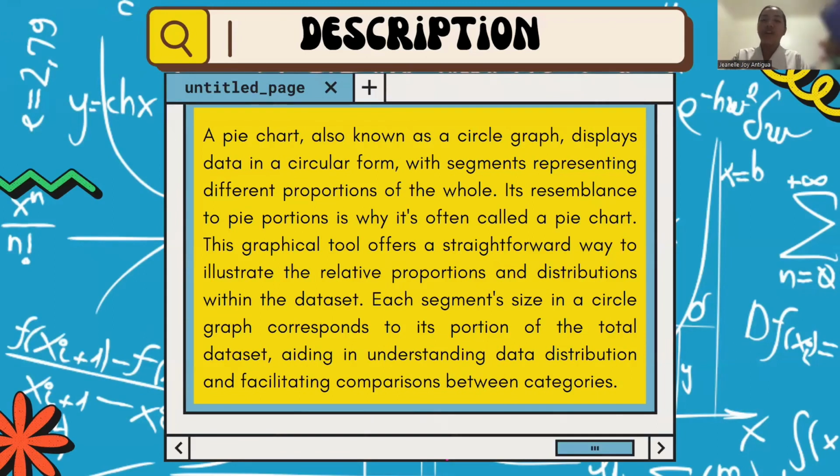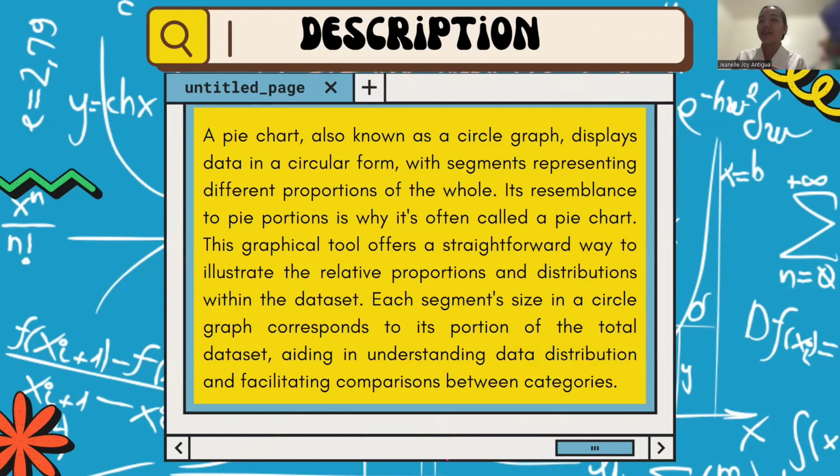A pie chart, also known as a circle graph, displays data in a circular form with segments representing different proportions of the whole. Its resemblance to pie portions is why it's often called a pie chart. This graphical tool offers a straightforward way to illustrate the relative proportions and distributions within the dataset.